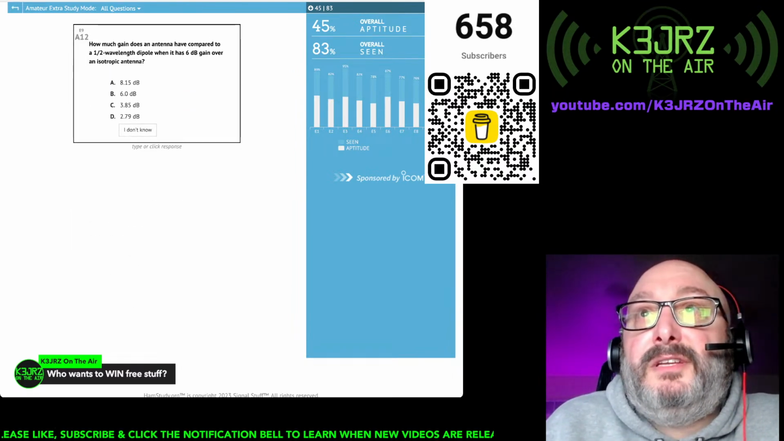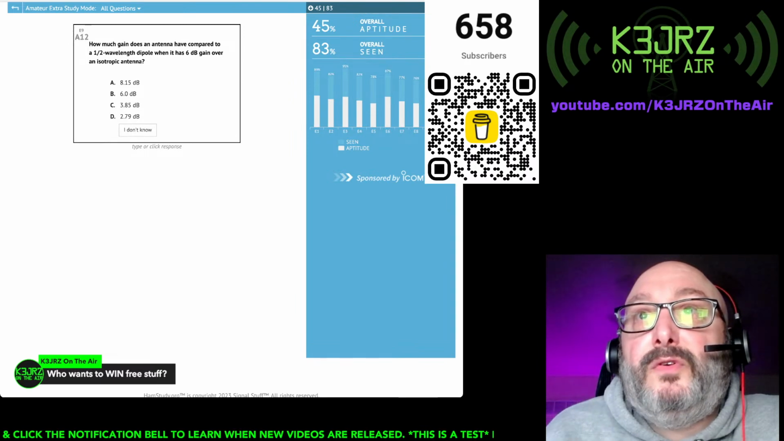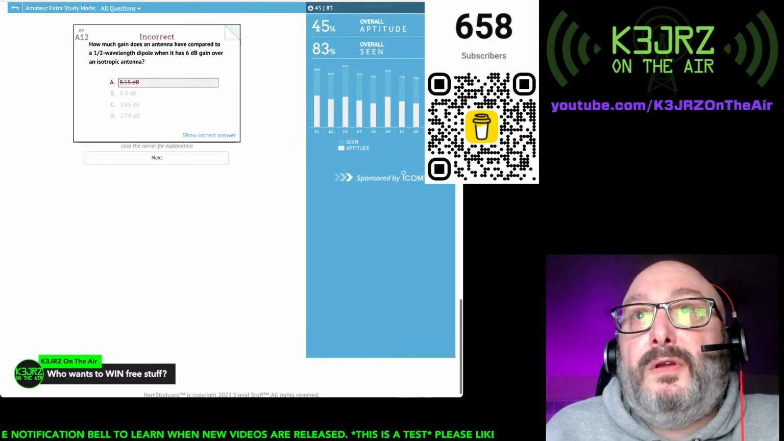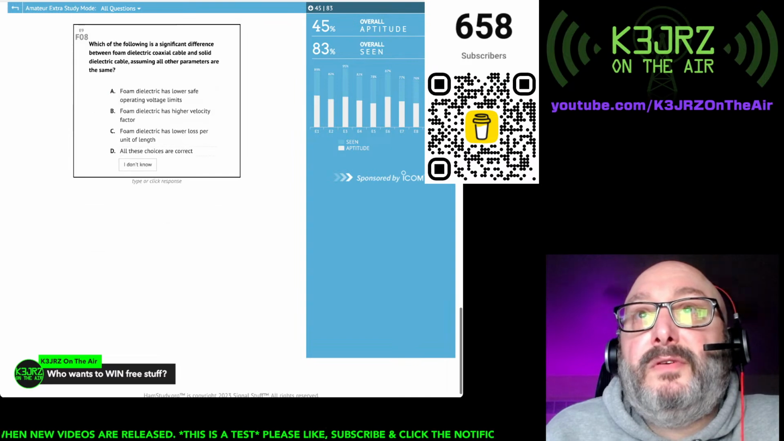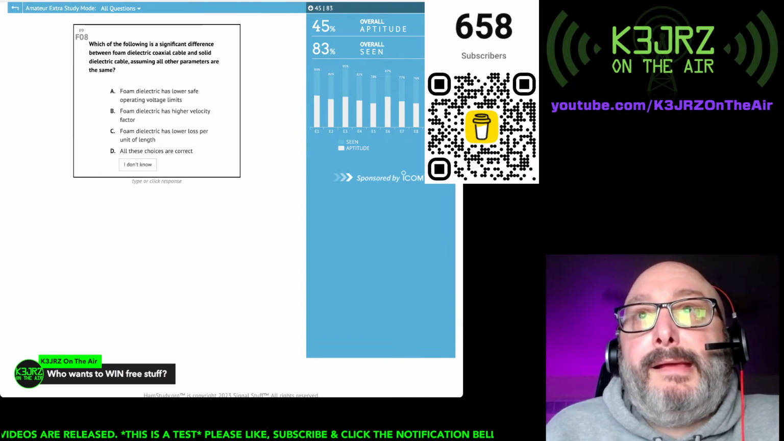How much gain does an antenna have compared to a half wavelength dipole when it is 6 dB gains over? No, no, no. Gain 3.85. My antenna is 3.85 decibels of gain.